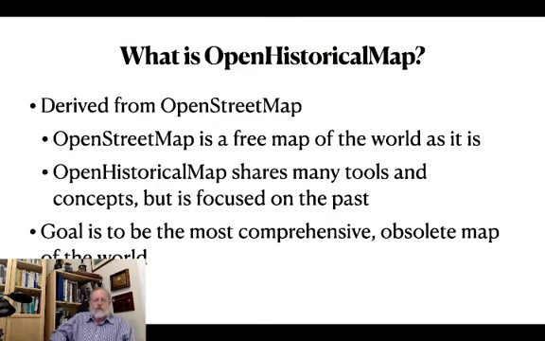So first of all, work is all being done in context of OpenHistoricalMap. OpenHistoricalMap is derived from OpenStreetMap. OpenStreetMap is a free map of the world as it is, that is to say, what it is right now. OpenHistoricalMap shares many tools and concepts, but it is about the past. Basically, it's a place to map things that once were but don't belong in OpenStreetMap because they don't exist anymore. And the goal of OHM is to be the most comprehensive, obsolete map of the world.